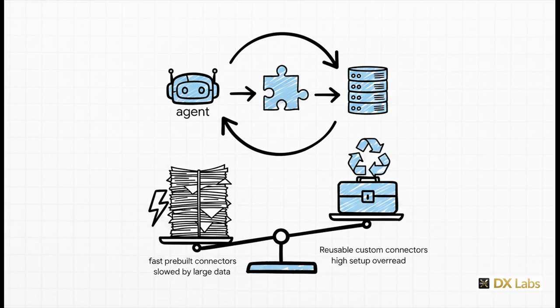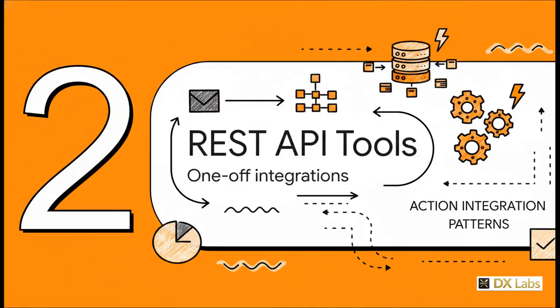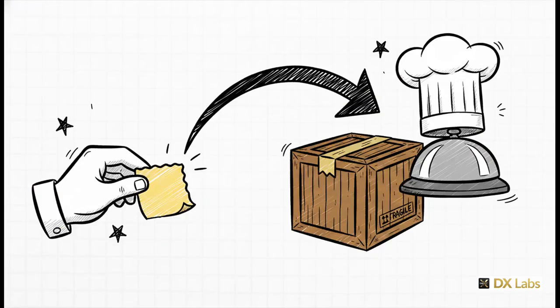Now, if a custom connector requires way too much setup for just a simple single job, we're going to need a lighter option. Which brings us to Section 2. REST API tools for one-off integrations. This pattern is like passing a quick, handwritten sticky note directly to the kitchen for a special off-menu request. Under the hood, what this means is that you are providing a direct technical blueprint, specifically an Open API version 2 specification, straight to Copilot Studio. By doing this, you completely bypass that heavy, full connector packaging workflow.